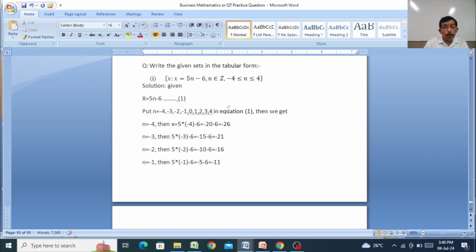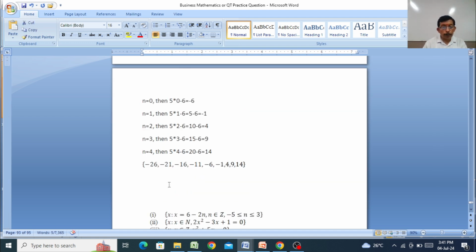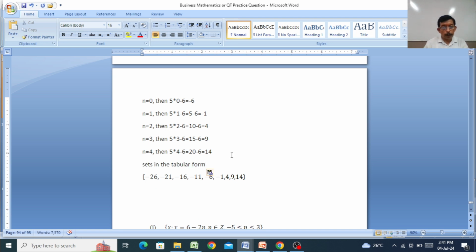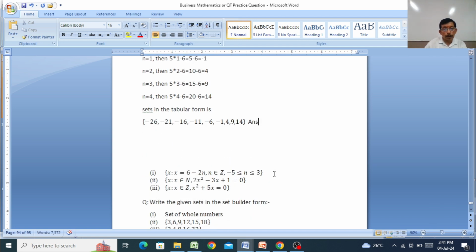Write the value set in tabular form. It is clear, everyone? Now the second question.